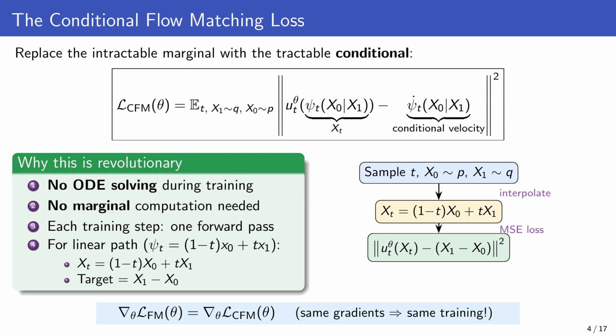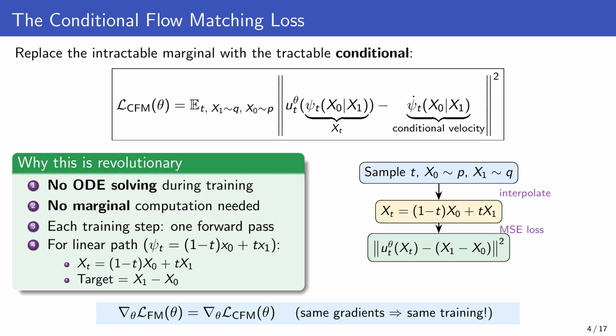Compare this to neural ODE training, where each gradient step required solving a full ODE forward and then another ODE backward for the gradients. That was 50 to 200 times more expensive. Here, a single training step is one forward pass through the network and one backward pass. It is as simple as training any regression model.